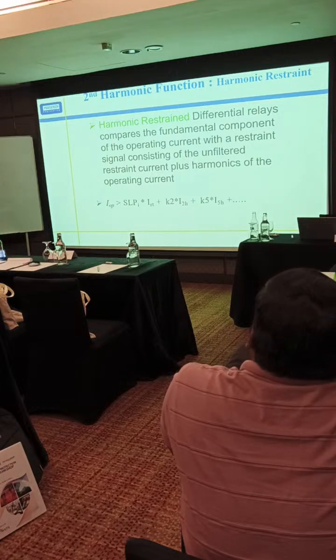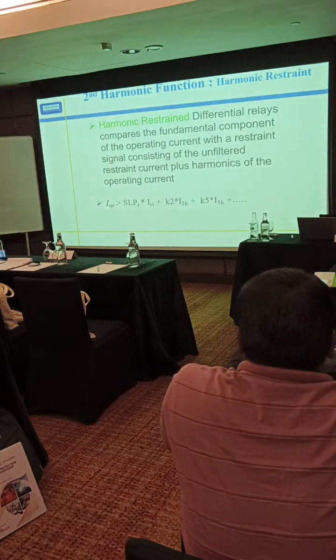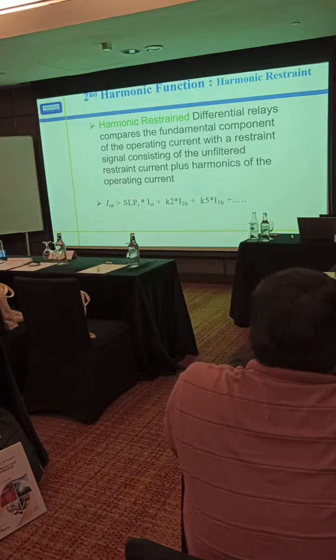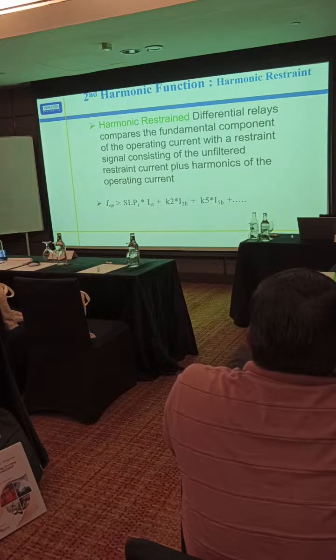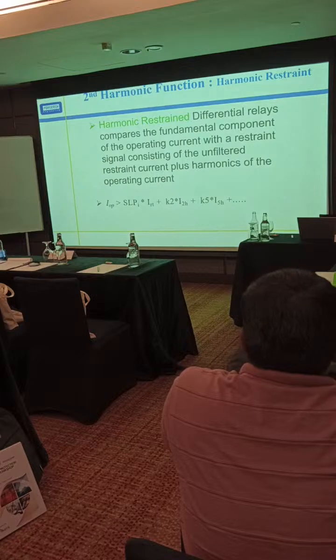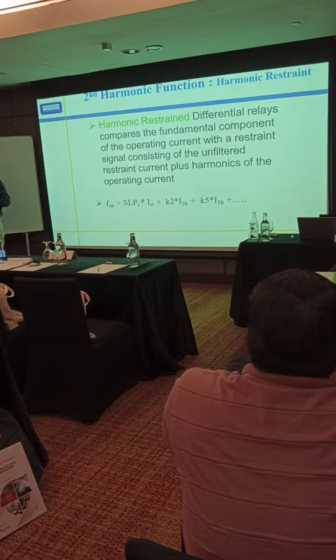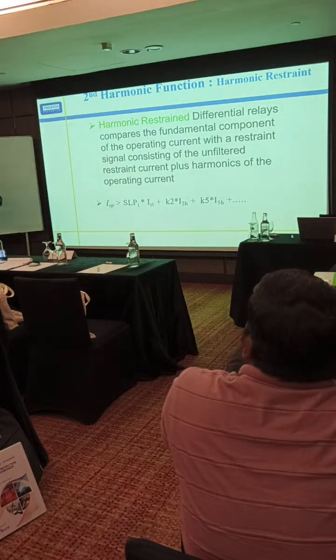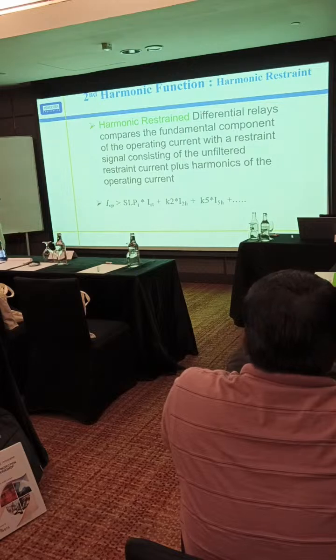Suppose the differential setting is 0.3 and this component is 0.1. If the operating current is 0.2, then it will add up, and if the addition of this is more than the operating current, then the relay will operate. Okay. So it will be added in the differential current in this case, in the restrained condition.